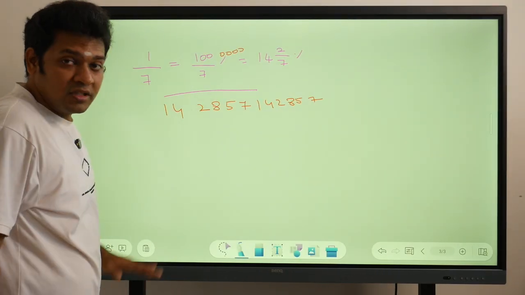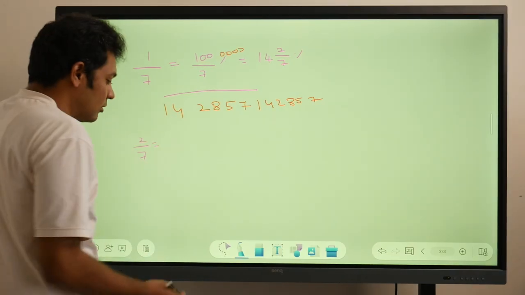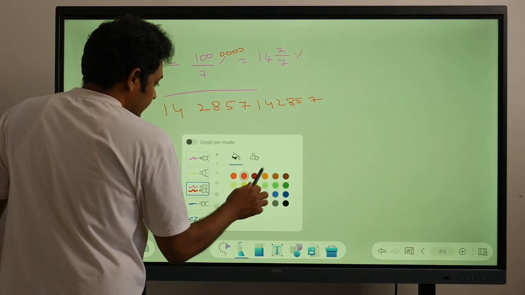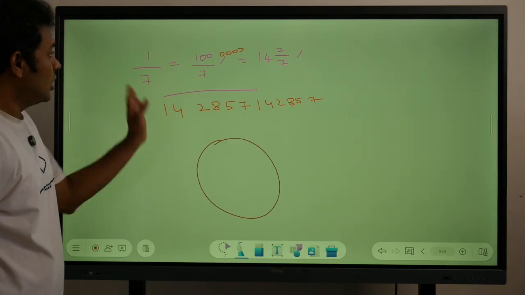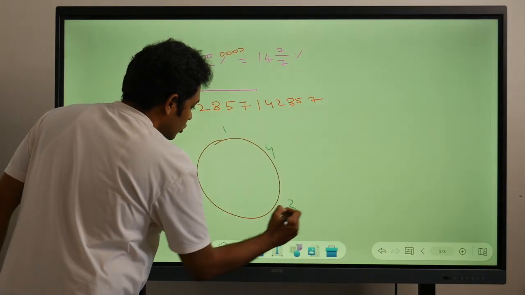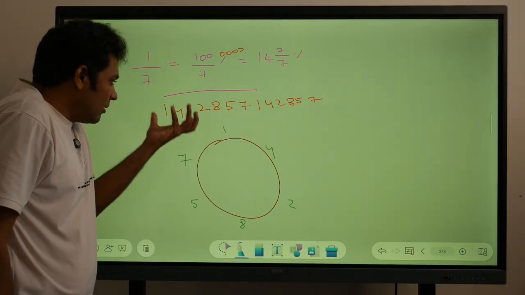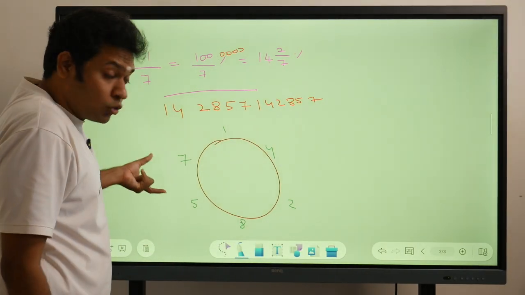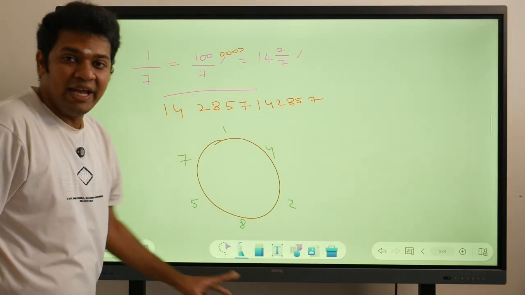So 2 by 7 will be double of this. To find this, I'll tell you an easy method to memorize this. Consider the circle. What is 1 by 7? We know it's 14.2857. Just write it, 1 4 2 8 5 7 in that order. Or to memorize this, 2 7s are 14, 14 into 2 is 28, 28 into 2 is 56, and since you are dealing with 7, I'll have 7. So just try to memorize this: 1 4 2 8 5 7.